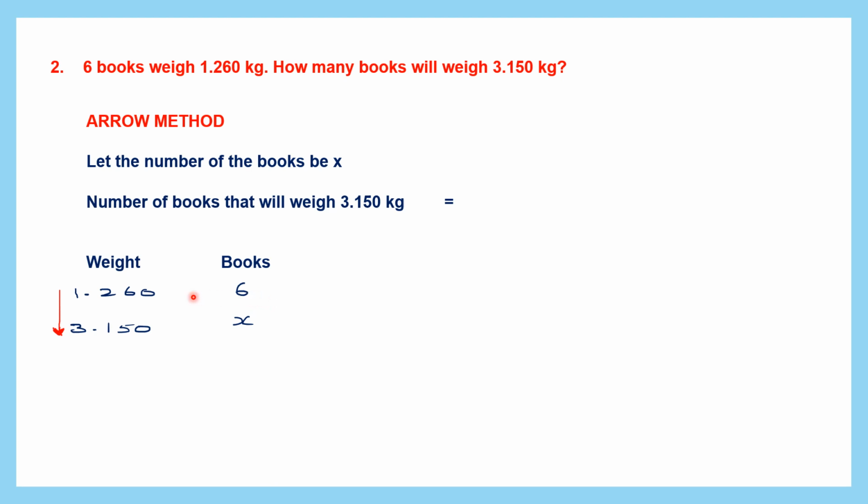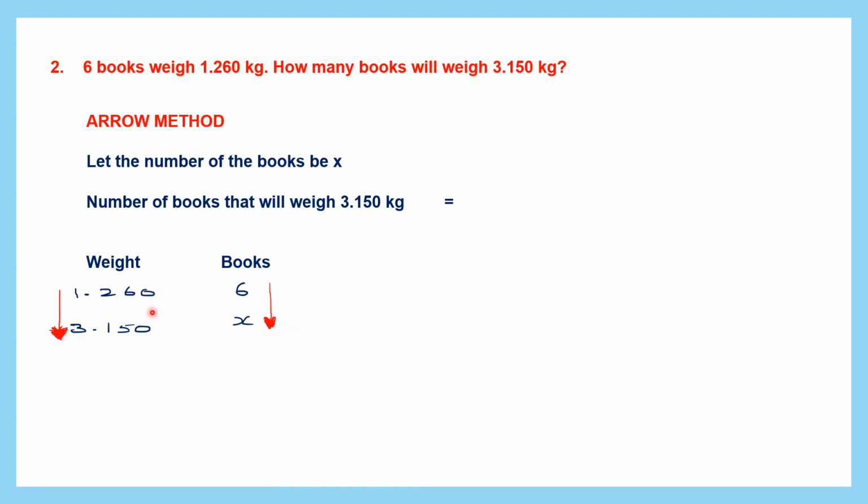Now for 6 books, the weight is 1.260 kg. That means the X number of books here is going to be 3.150 kgs. So this is also going to be more, isn't it? With 1 kg, you got 6 books. So with 3 kgs, you're going to get more books. So here also our arrow will point downwards. The weight has increased, so the number of books also will increase. So this is also the direct variation.